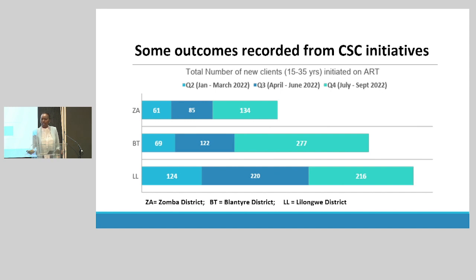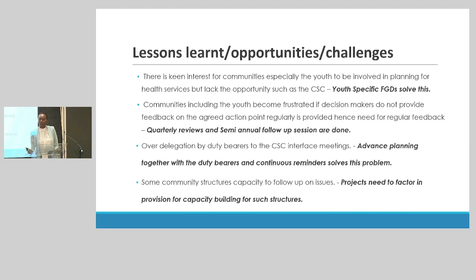So once those things have been done, we're also seeing even some impacts for that. We can attribute some of these results to the scorecards because where you have additional condoms and youth-friendly health services, we are also seeing increased testing amongst the youth across the quarters in the districts that we have been in. We have some lessons that we have learned over time: there's interest from the youth and from the communities to take part. They just need to be given opportunities.